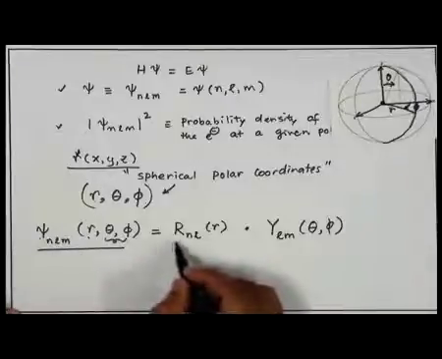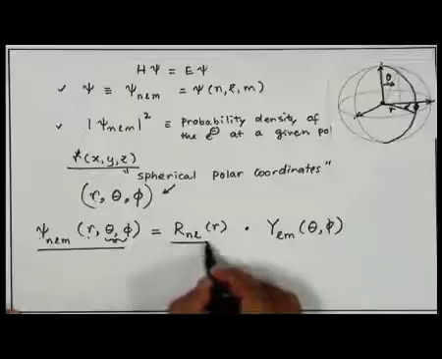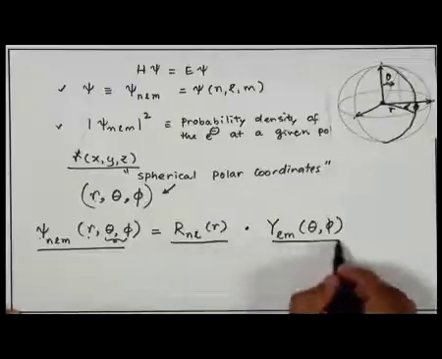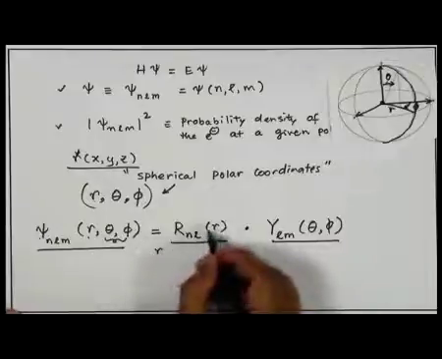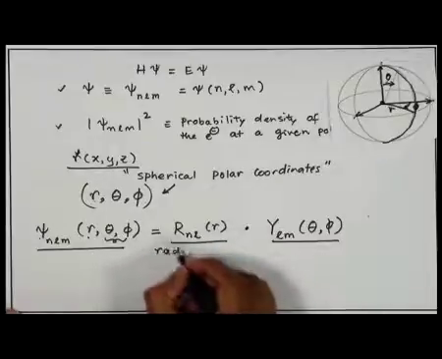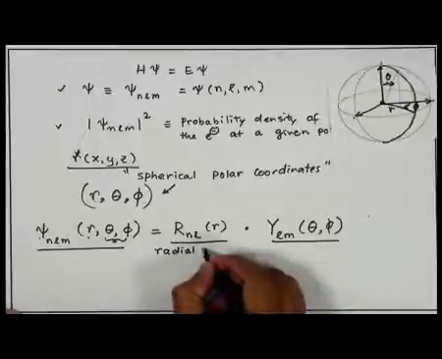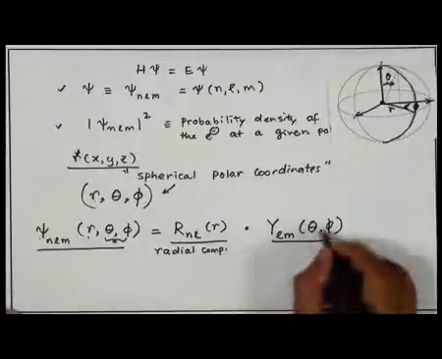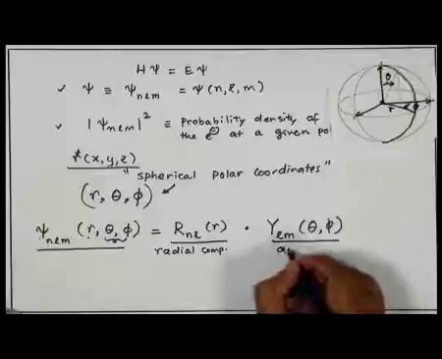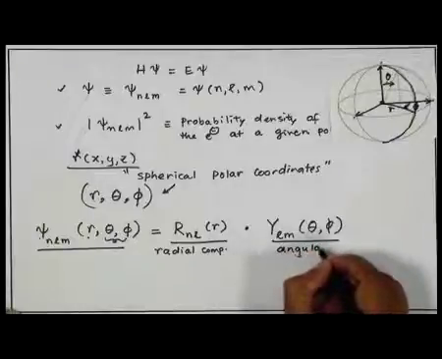What we are showing you is that we have broken down this wave function into 2 different components. The first term depends only on the radial part. So, this is the radial component. The second part depends on theta and phi, that is called the angular component.